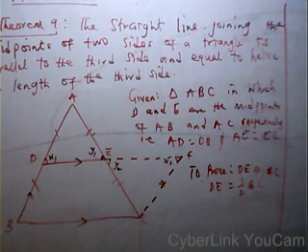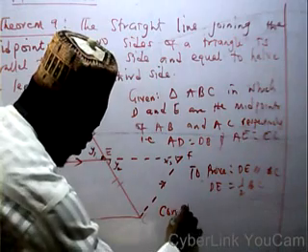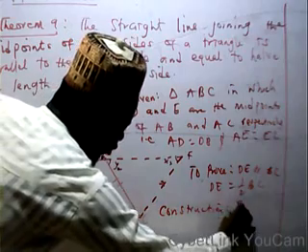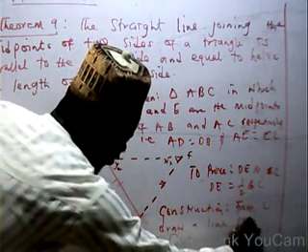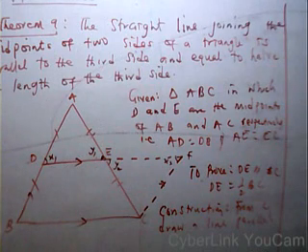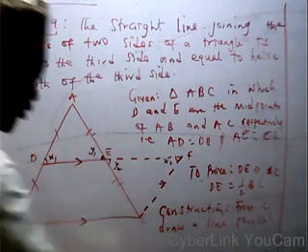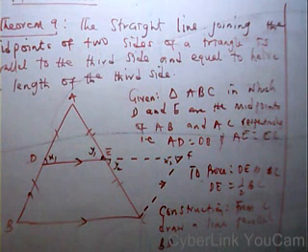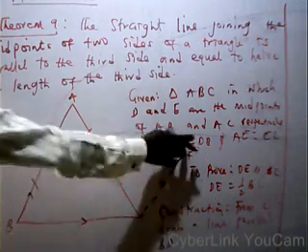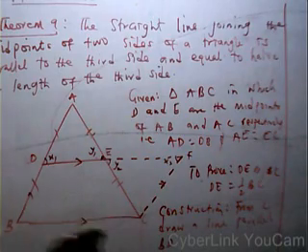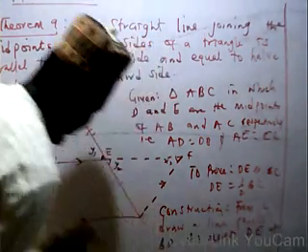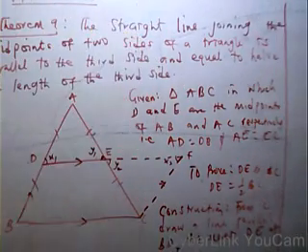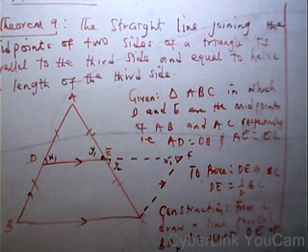So from C, draw a line parallel to BD, to meet DE at F. That is what we have been able to do.